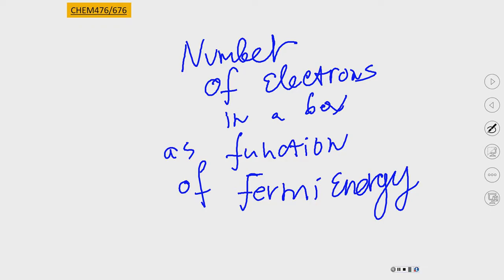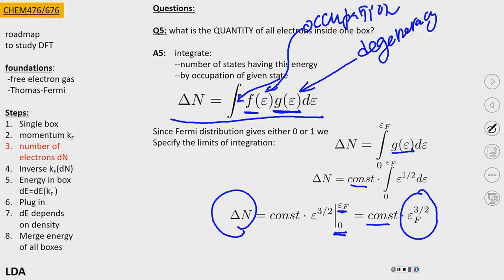What did I write here? Number of electrons is a function of Fermi energy.